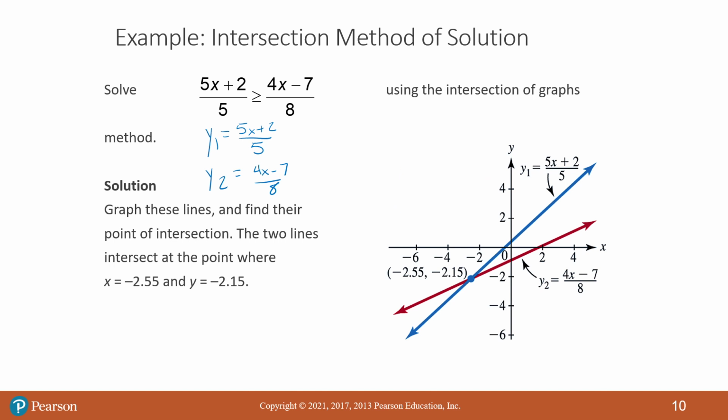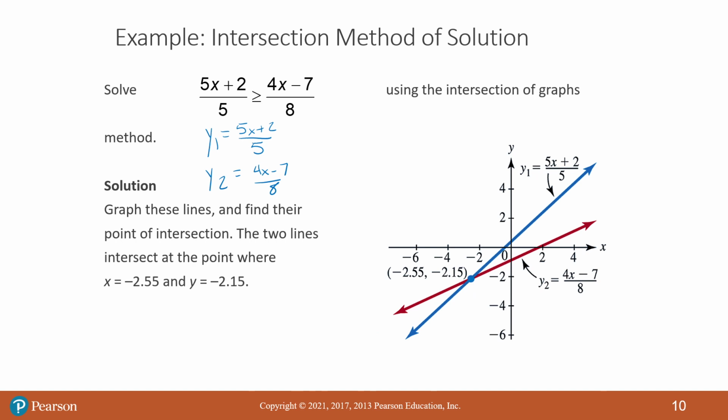Now, if you want to find the point on your graph where they intersect, you need to go second calc, intersect, and then you need to hit enter 3 times. Enter on the first curve, enter on the second curve. Then you can move the cursor to get close to the intersection of the curves, and hit enter a 3rd time, and it will find this point, approximately negative 2.55 and negative 2.15. Your graphs will wind up looking like this.